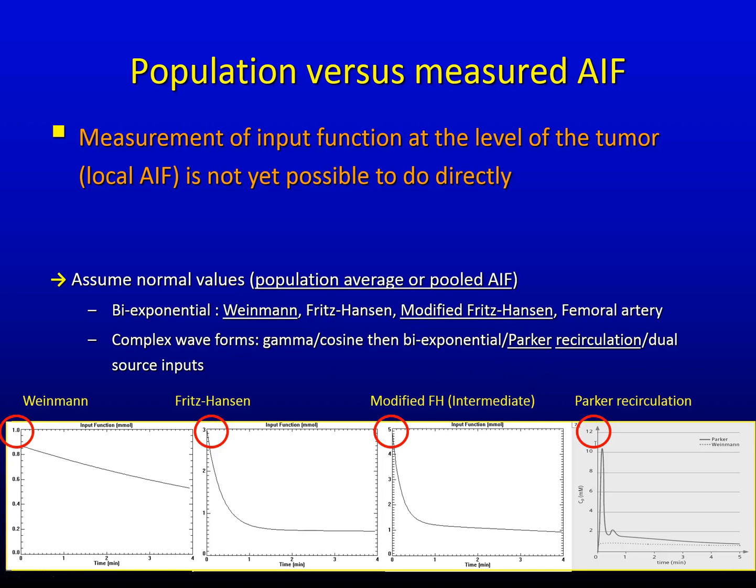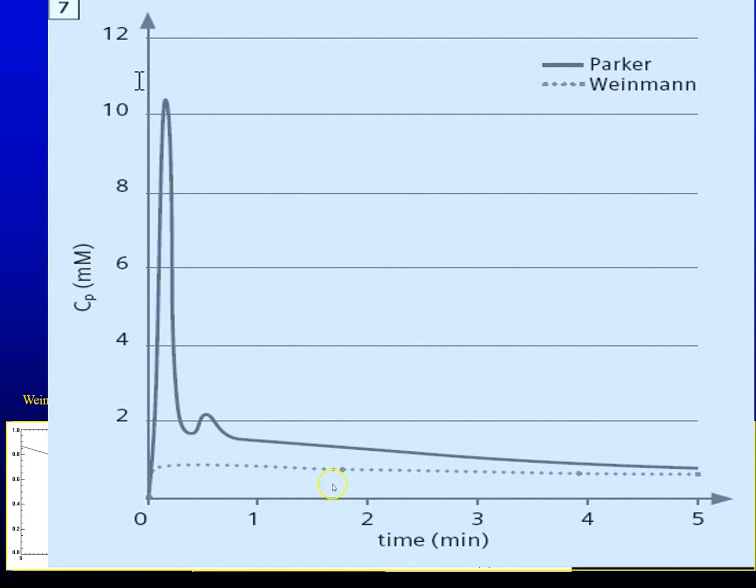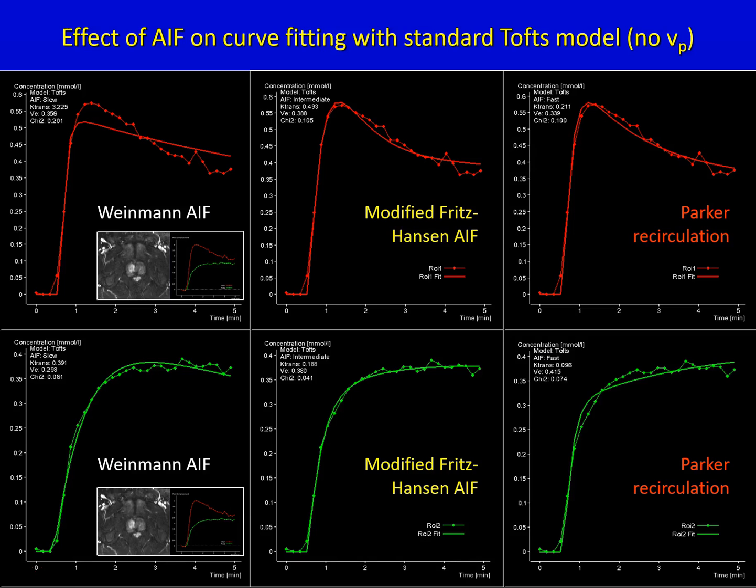Now, the important thing to remember is that the maximal amplitude changes according to the input function that is being used. So in the Parker function, you can see you have a much higher amplitude compared to the Weinmann function, where the maximum concentration is about 1 millimolar. The choice of the AIF on curve fitting is important.